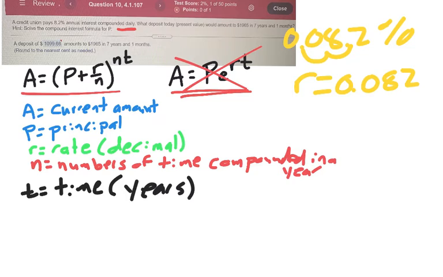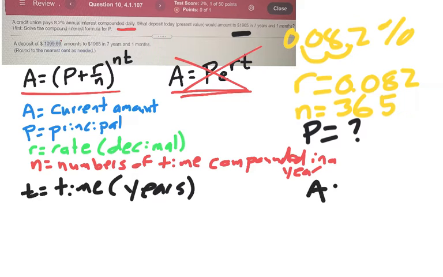Next thing it tells me it's compounded daily. So N, the number of times it's compounded in a year, is going to be 365. He wants to know what deposit today. So I'm looking, how much do I have to put down right now? That's the principal. So my principal is my unknown. Next I have the amount of $1,965. That's how much I want in my account right now. So my A is going to be 1965.